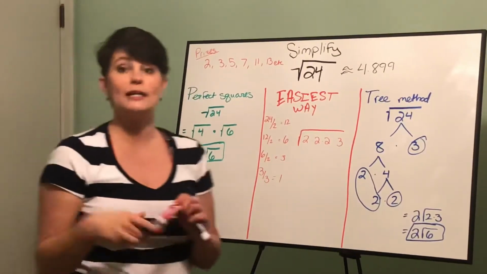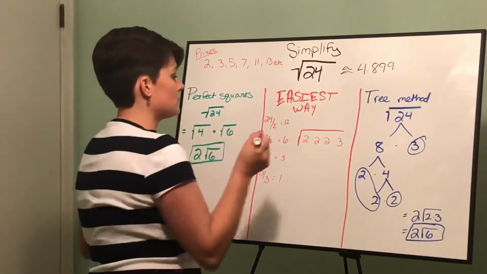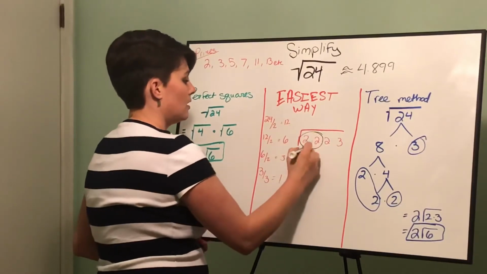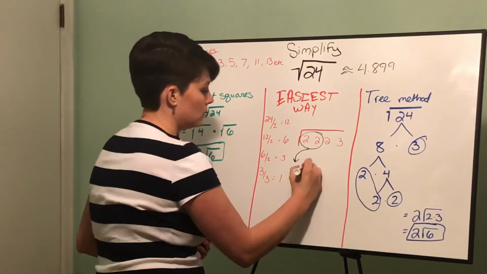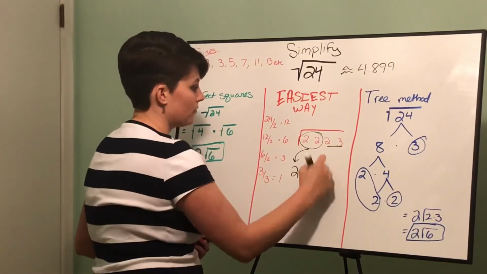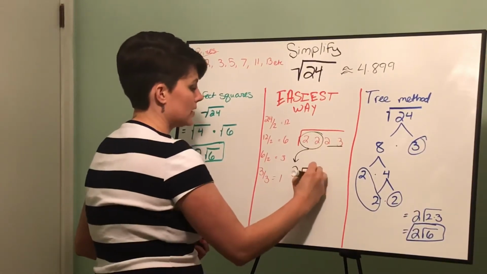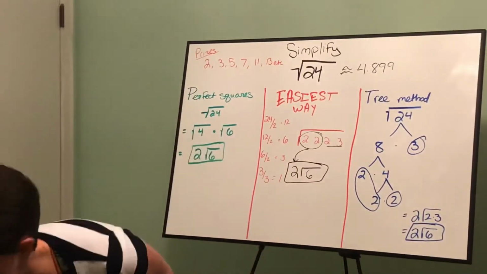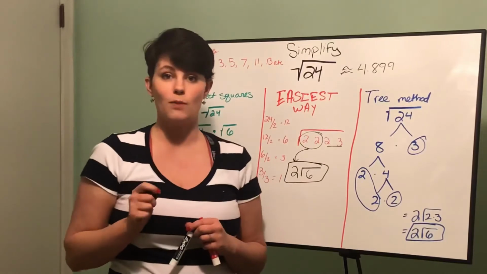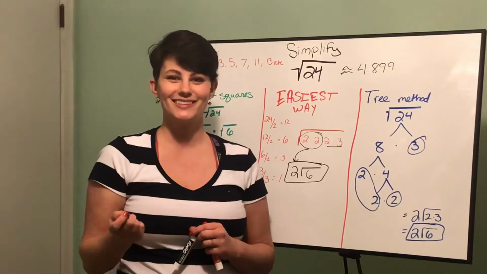And so now, since we're finding a square root, we circle a pair of primes. Now that pair you can write on the outside of your radical, and the guys who are left inside, 2 and 3, multiply them back together, that gives you 6. And that is the basic method. So in one second I'll come back and I'll show you some more examples.